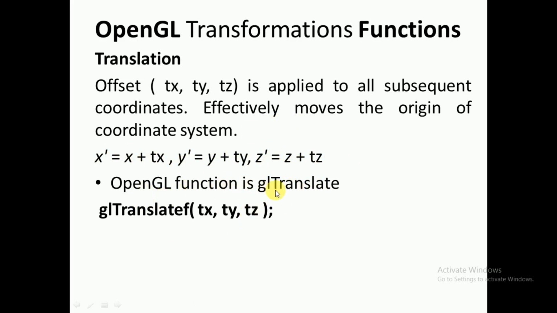The OpenGL function is glTranslate. The OpenGL function is directly available: glTranslatef, with f for floating point, just to give the translation factors.